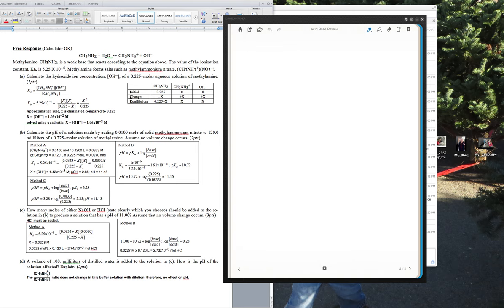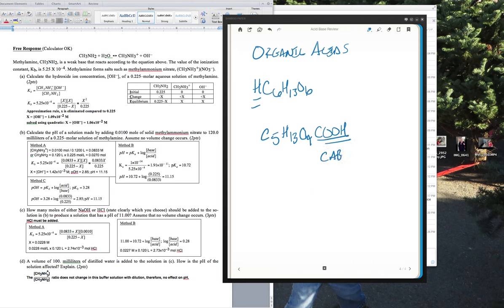That's for organic bases. Organic acids, on the other hand, are just like any other acid in that they could start with an H, like HC6H13O6, something like that. You're like, oh, yeah, that's an acid because there's an H up front. Or they'll do this instead. They'll write C5H13O4, and then COOH. And this right here is called a carboxylic acid.